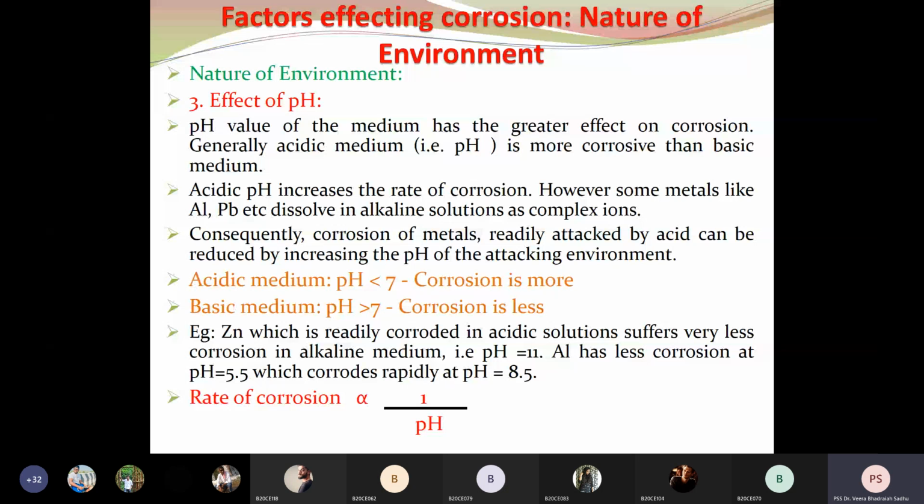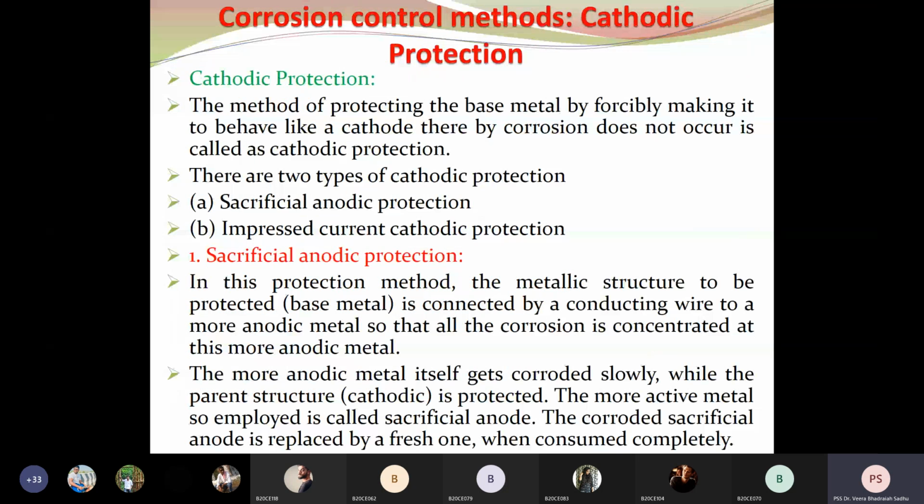Some metals like aluminum and lead dissolve in alkaline solution as complex ions. Some metals dissolve in acidic medium, some metals dissolve in basic medium. So based on that, the corrosion levels will be different. If it is higher pH, there is lower corrosion. If it is lower pH, there is higher corrosion. So these are the factors affecting the corrosion levels: the nature of the metal and the nature of the environment.